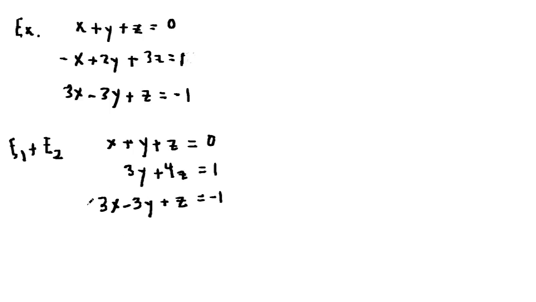Now let's try to get rid of this x term down here in that third equation by multiplying the first equation by minus 3. So that's going to be minus 3 times the first equation plus the third equation. Okay, so let's leave the first equation as it is. The second equation just stays the same.